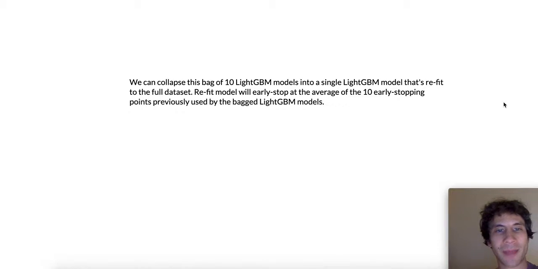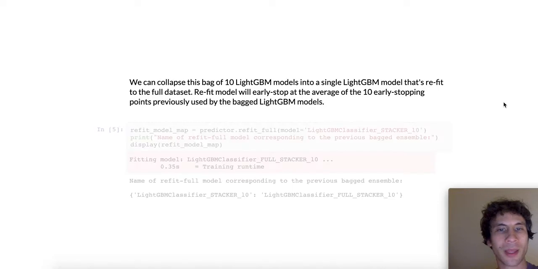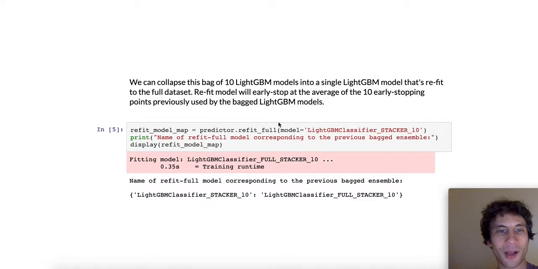Instead, we can collapse this bag of 10 LightGBM models into just a single one that's refit to the full data set. Here, the refit model will early stop at the average of the 10 early stopping points previously used in each one of the bagged LightGBM models. So each one of those models had a different validation set and a different training set, so they each early stopped at different points that were optimal for their respective validation sets. Here we call refit full on this model specifically, and it will return the original name of the model. This is the bagged ensemble here, and the refit version of this model, which in this case is just a single model now.